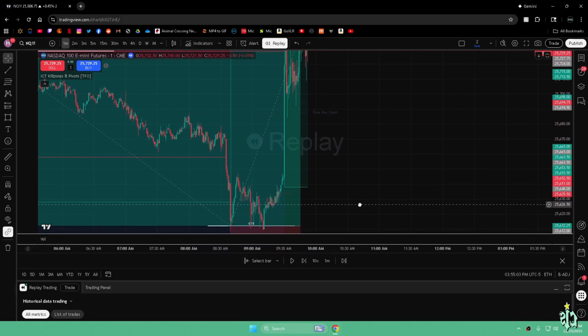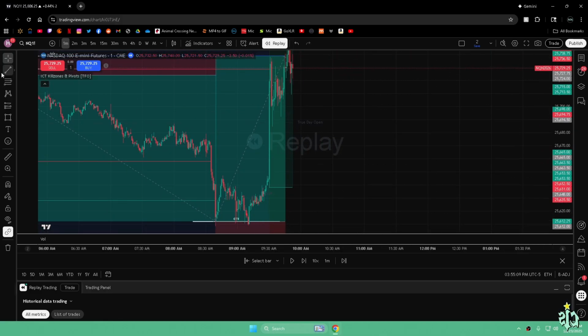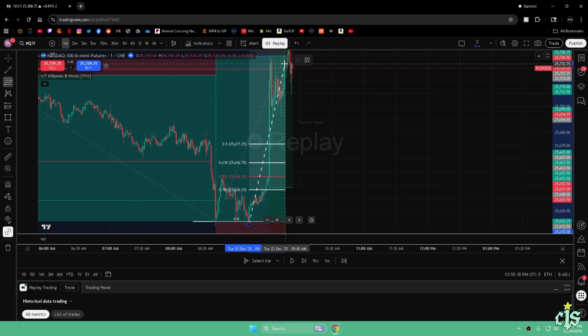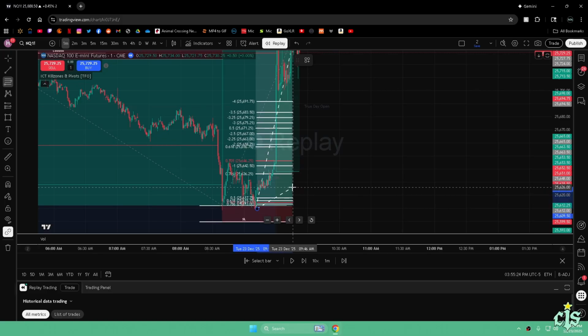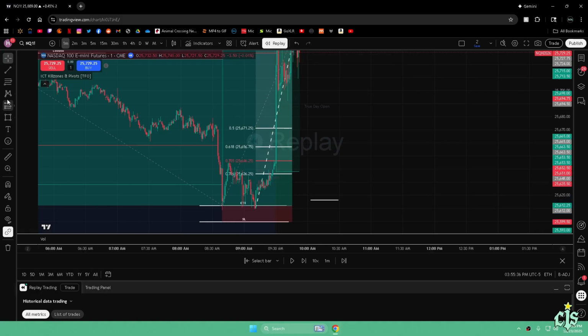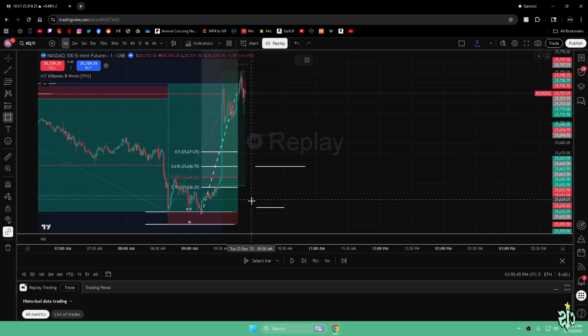Now, you have this huge range that it made, right? This is induced volume. So you could take this range, right? Or you could take this range before it launched out and where it broke structure. So we have ranges here. And ranges here. Right, of imbalance, right? So we have this whole imbalance.